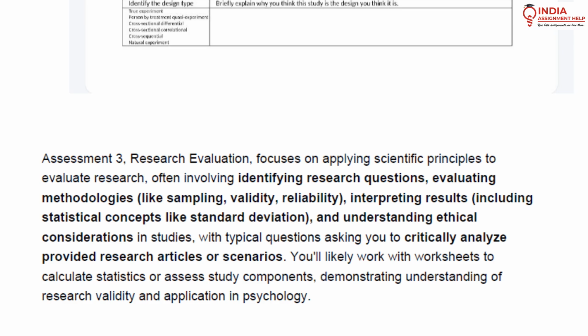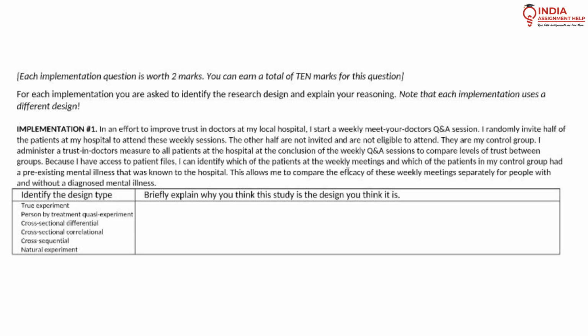So in assessment 3, you will be given a scenario and you need to find the exact research design, sample, or the dependent or independent variable employed in the scenario. You need to extract the information from the given scenario. So I'll give you an example of what type of question you can expect in assessment 3. For example, a scenario is given to you. In an effort to improve trust in doctors at my local hospital, I started a weekly Meet Your Doctors question and answer session. I randomly invite half of the patients at my hospital to attend those weekly sessions.